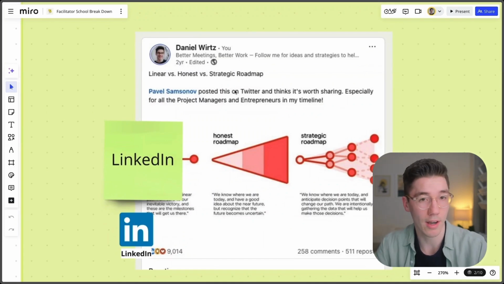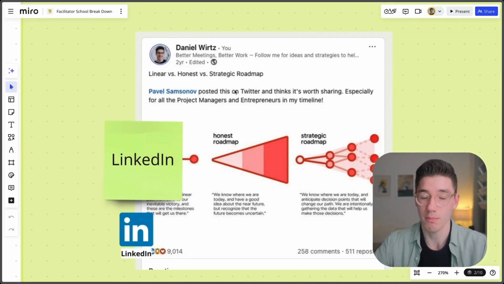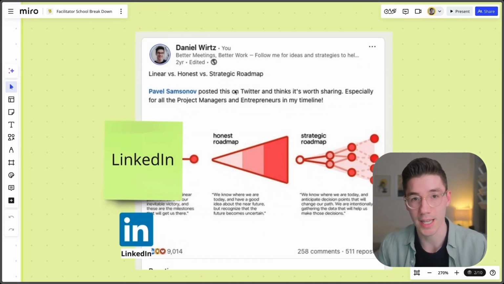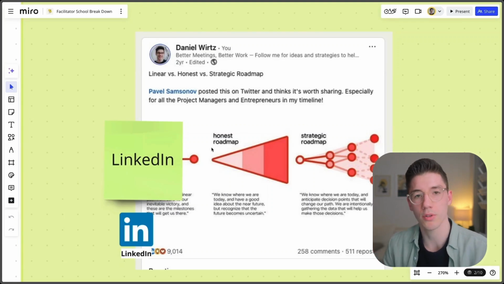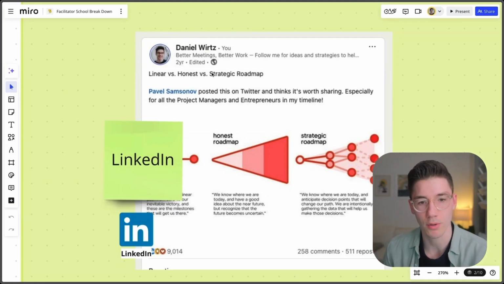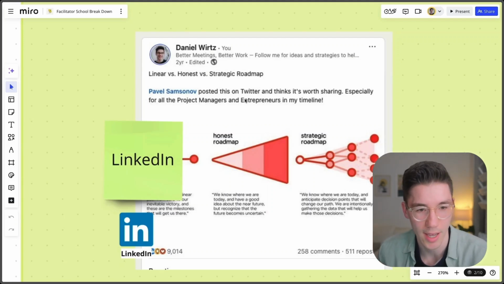So this also really helped to bring people to our website, especially early on. Then we also had our fair share of doing maybe what you would call personal branding or content creation on LinkedIn. So making some posts about relevant subtopics. Some of these posts did really well, like this post here about linear versus honest versus strategic roadmaps.